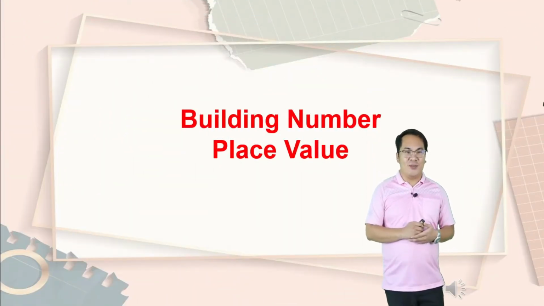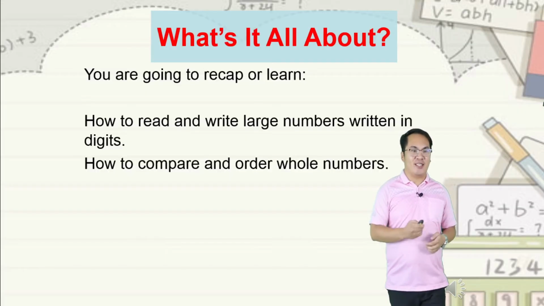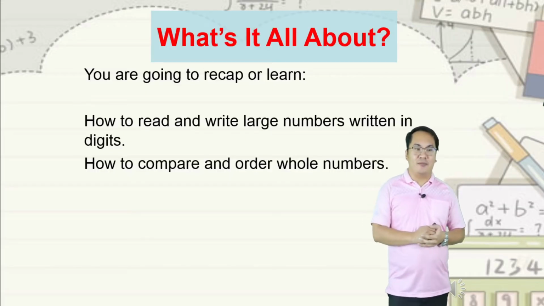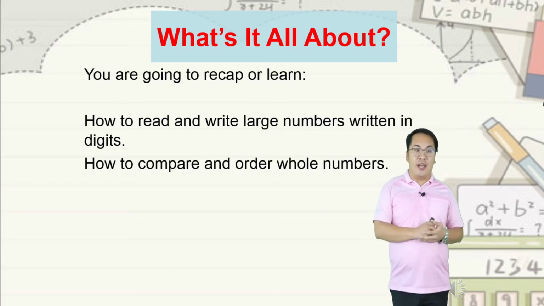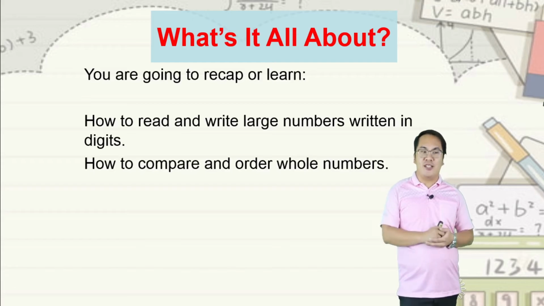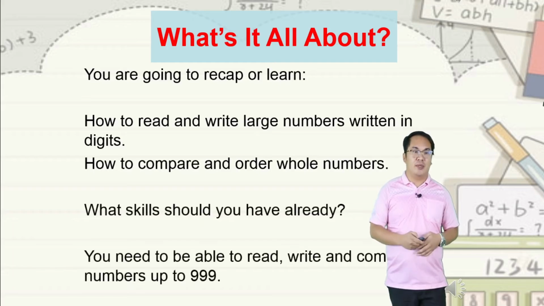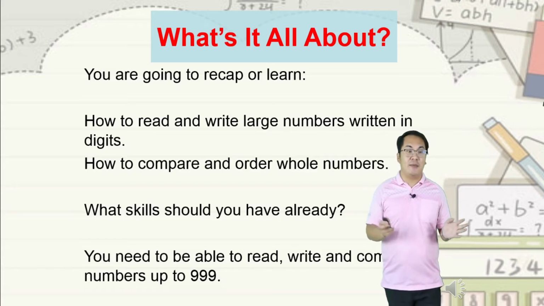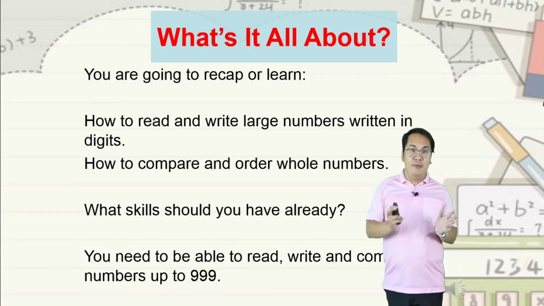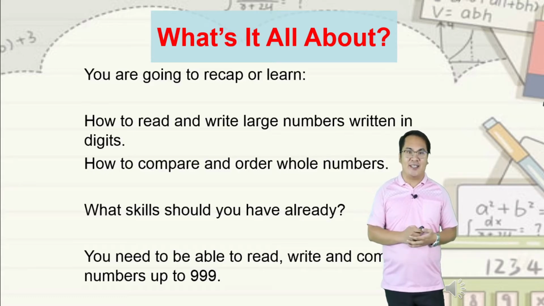Alright, our lesson for today is all about building numbers and place value. Are you ready? Let's do this. What is this all about? You are going to have a recap or learn how to read and write large numbers in written digits, and also how to compare and order whole numbers. And what skills should you have already? You need to be able to read, write, and compare numbers up to 999.